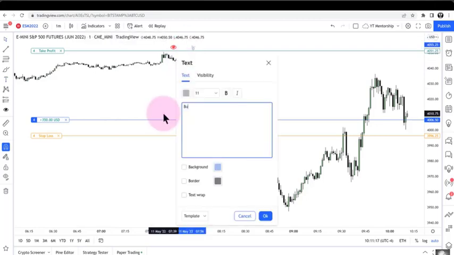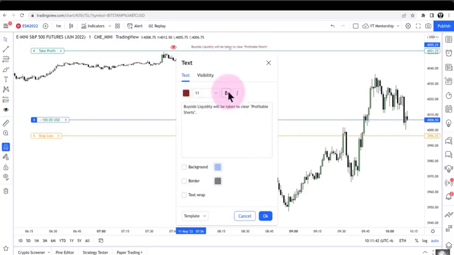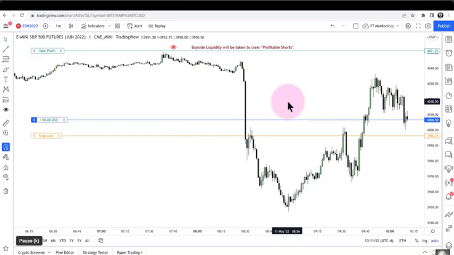And noting the buy side liquidity will take in clear profitable shorts. All right, so this is kind of like the idea, okay, the draw on liquidity. Now, it doesn't need to trade here to be profitable. That's just my best case scenario.